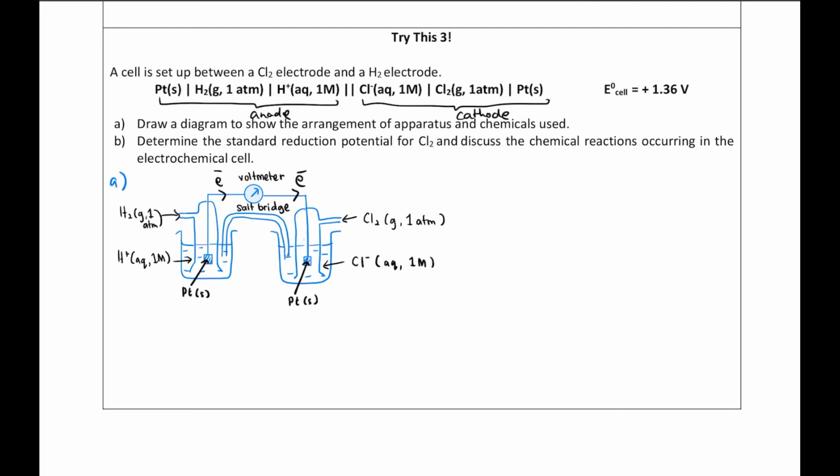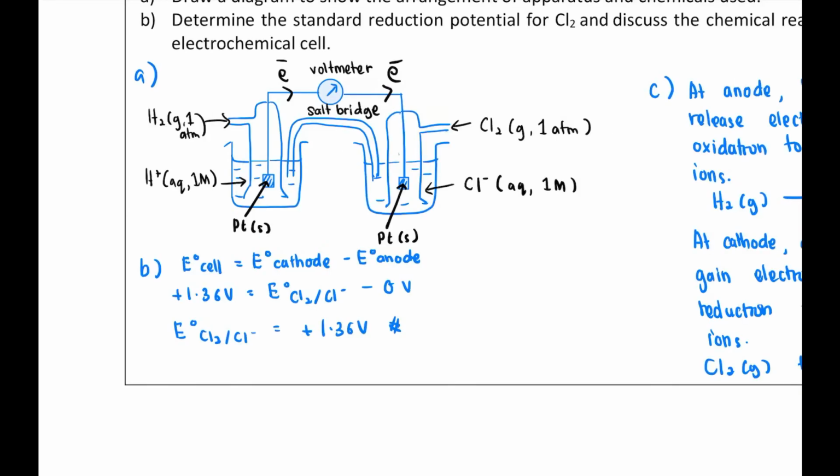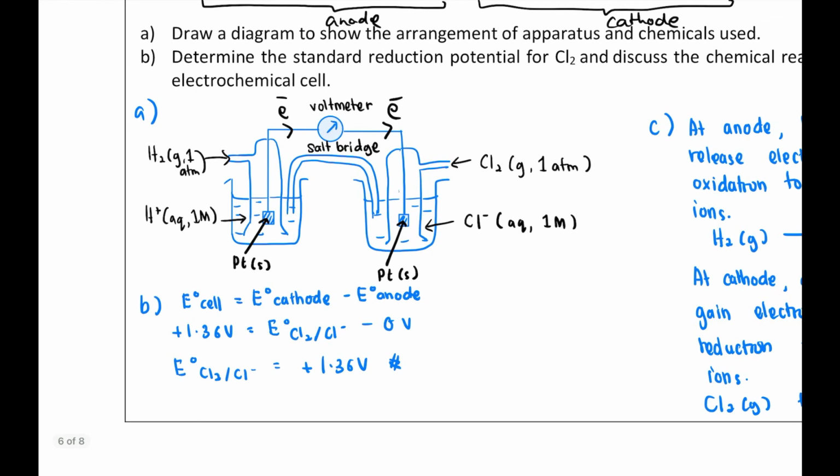Okay, so next kita tengok B apa dia nak. Dia kata determine the standard reduction potential for chlorine. Okay, dia minta E naught for chlorine lah, and then discuss the chemical reaction occurring in the electrochemical cell. Okay, kalau discuss, that mean kita kena ada equation and a little bit of explanation lah. Okay, so next one adalah pengiraan tu. Determine the standard reduction potential for chlorine. Okay, so yang ini saya dah kira.